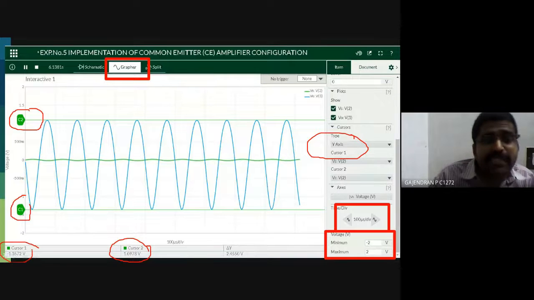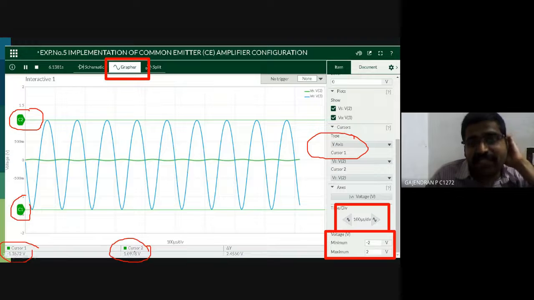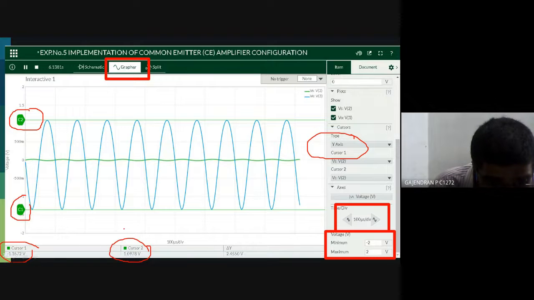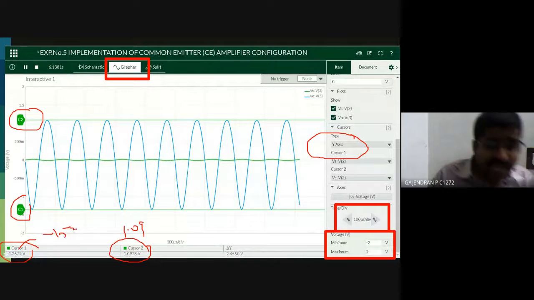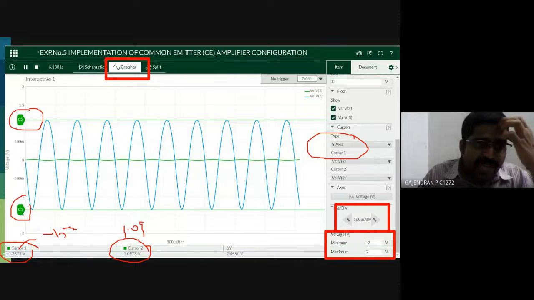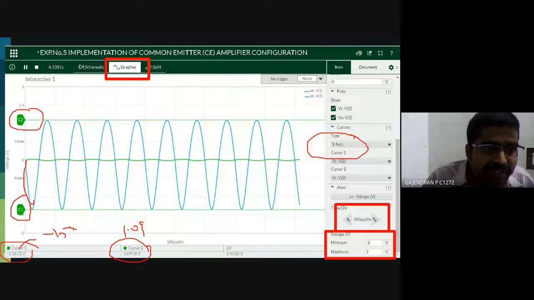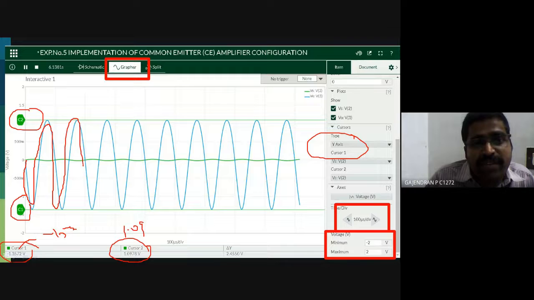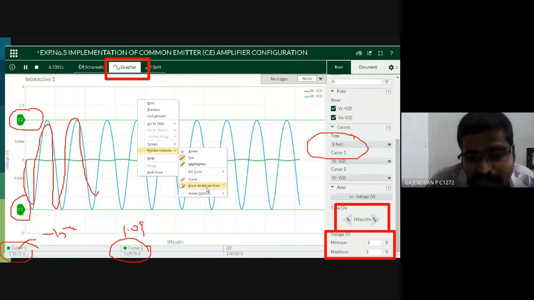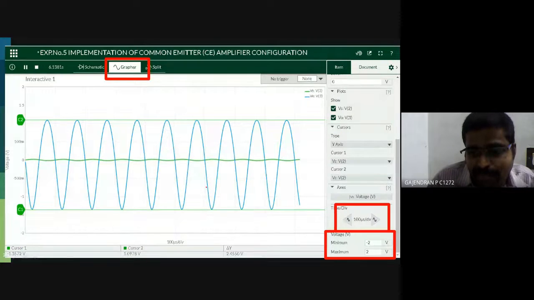It is not symmetric. There is a slight shift. Can you see, sir? This one is 1.09. This one is -1.357. Take down the same reading and plot the output waveform. I have drawn the output waveform, sir, but the input waveform is not visible to me. What to do, sir? Very simple.